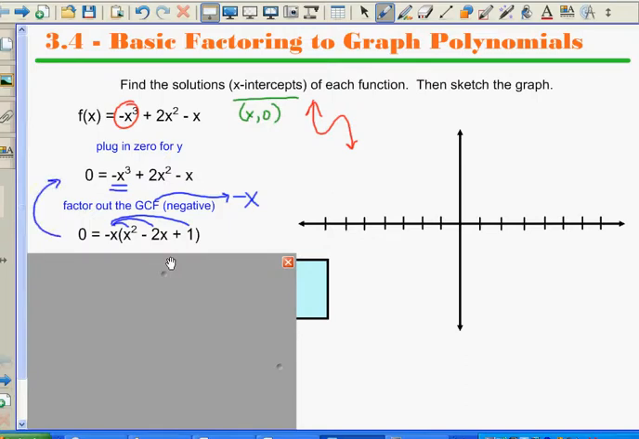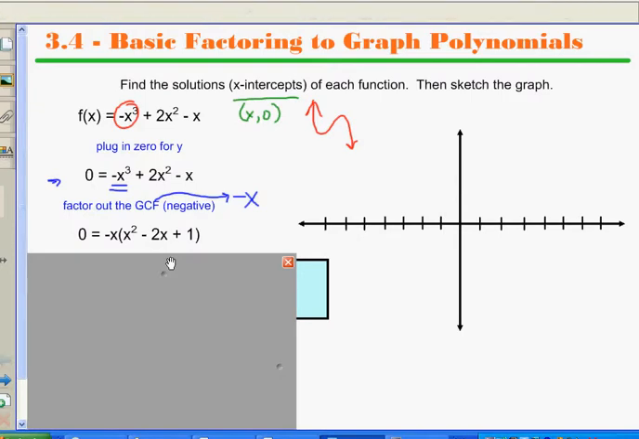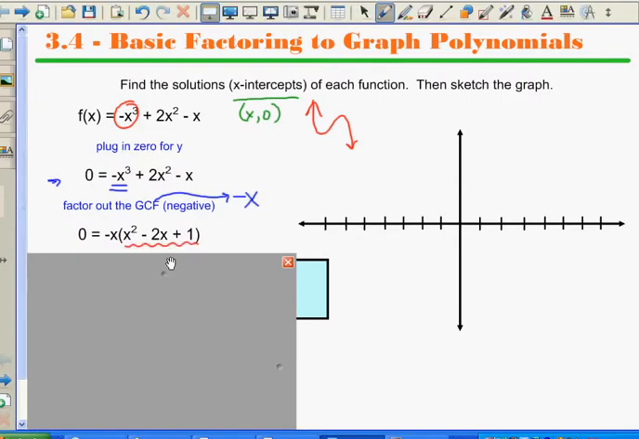So negative x times x squared, that's negative x to the third, so that looks good. Negative x times negative 2x, that's positive 2x squared, that looks good. And negative x times positive 1 is negative x. So I know that I've GCF'd correctly. Then what's left is a quadratic trinomial. That's our normal from last chapter.